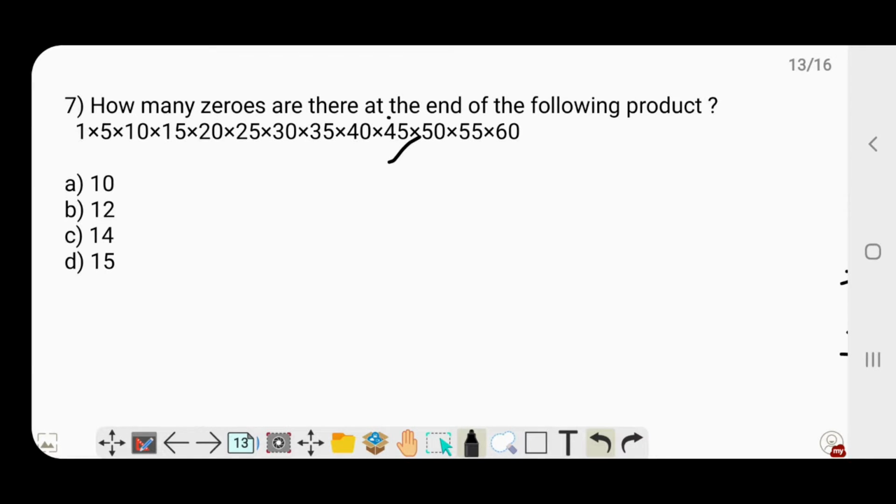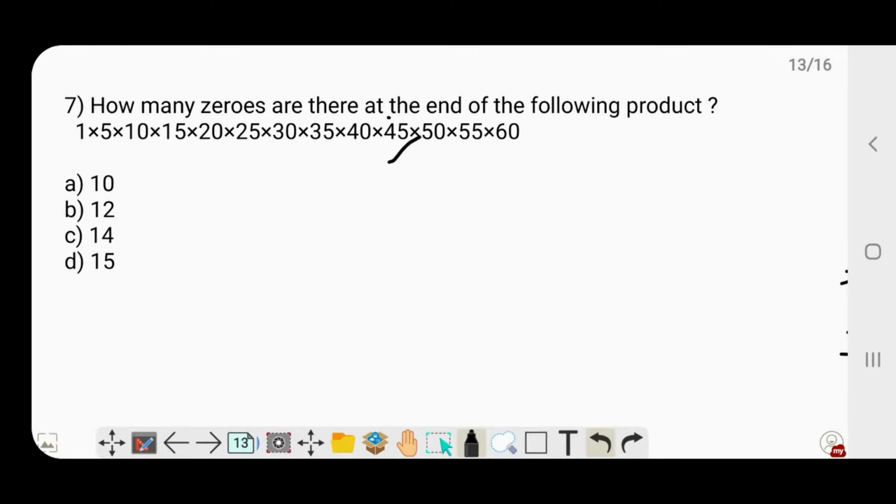So we have the seventh question. How many zeros are there at the end of the following product? 1 into 5 into 10 into 15 into 20 into 25 into 30 into 35 into 40 into 45 into 50 into 55 into 60. The options are A 10, B 12, C 14 or D 15.